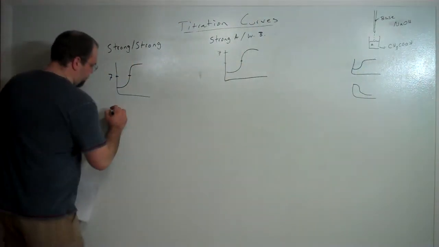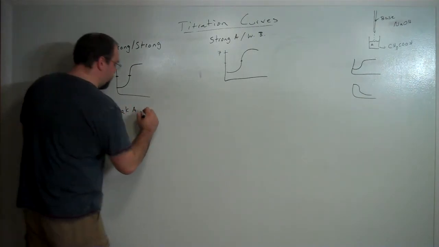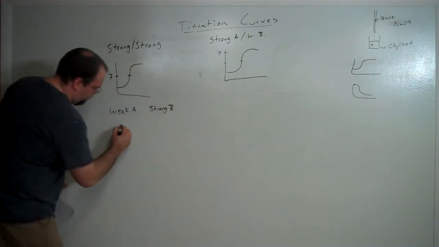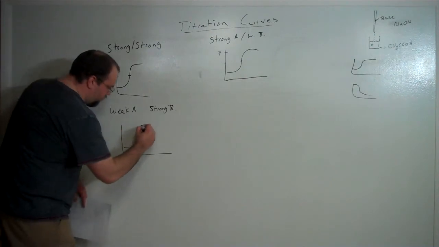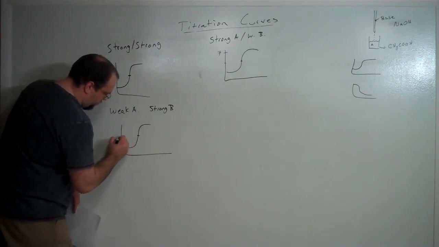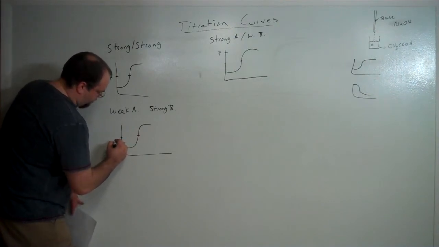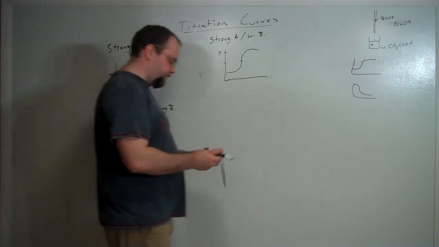When I have a weak acid and a strong base, here's my equivalence point. It's going to be above 7. So 7 is going to be down here, and the equivalence point is above 7.